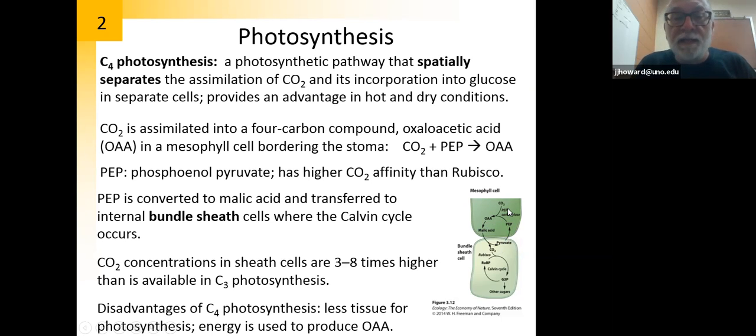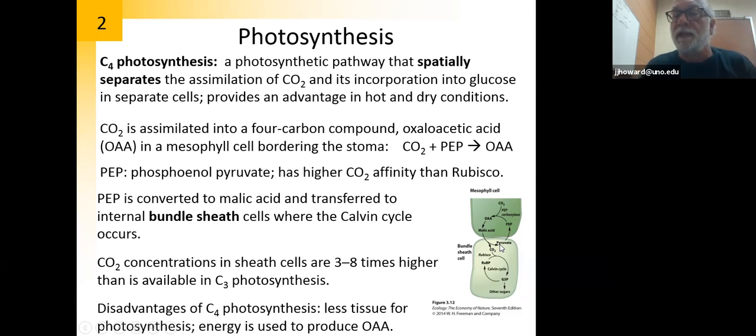The thing is that phosphoenolpyruvate has a higher affinity for CO2 than ribulose bisphosphate. So it binds greater carbon at lower CO2 concentrations, and so it's more efficient. On the other hand, look at all the extra reactions you have to have. You can accumulate lots of CO2 in these bundle sheath cells because they're isolated from the mesophyll cell, which is basically open to the air. But look at all the extra reactions you have to go through to do that. So it's not as efficient.